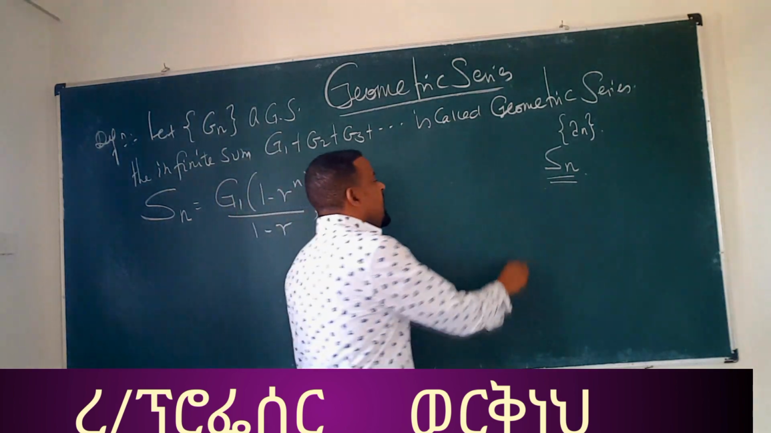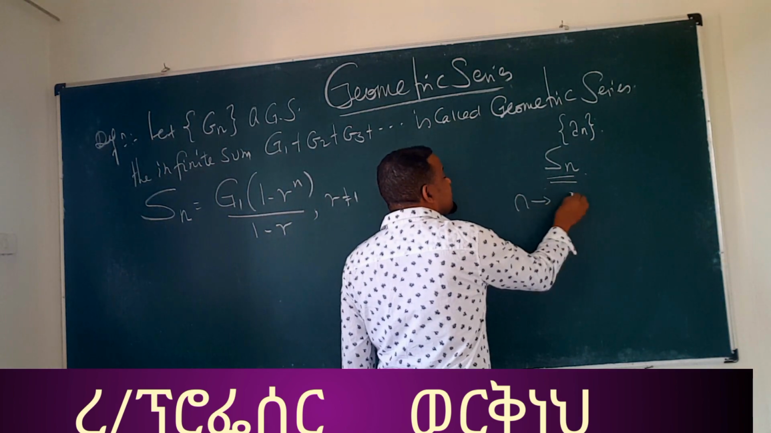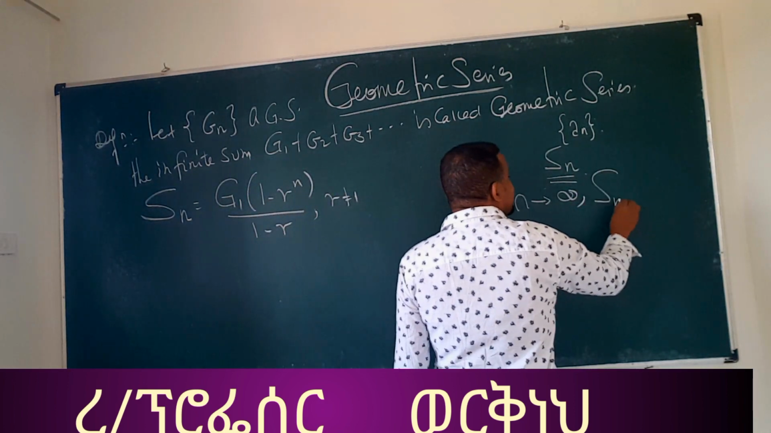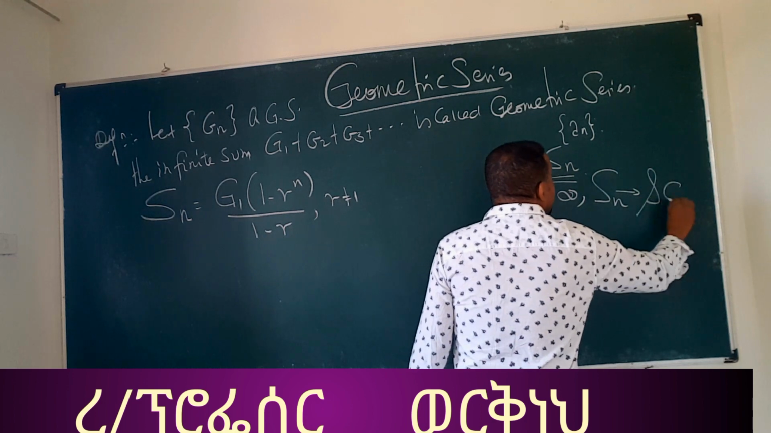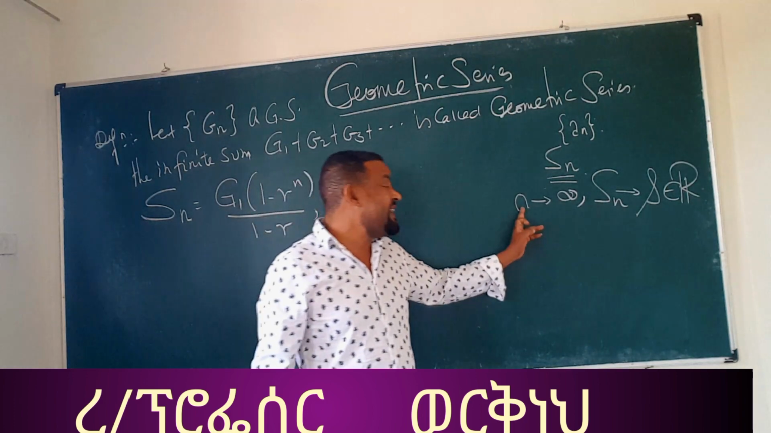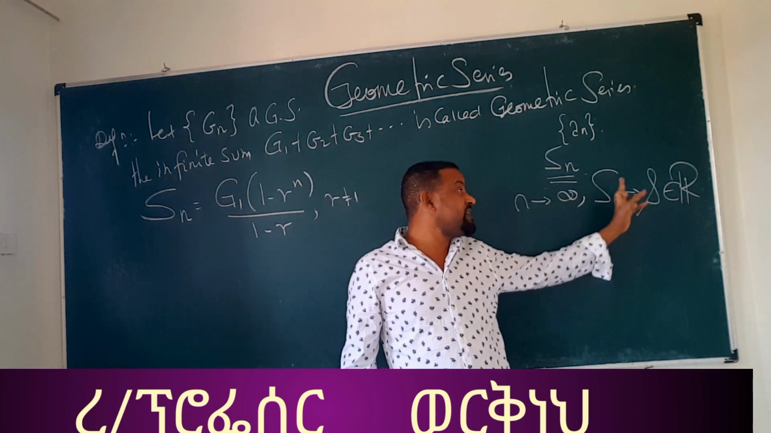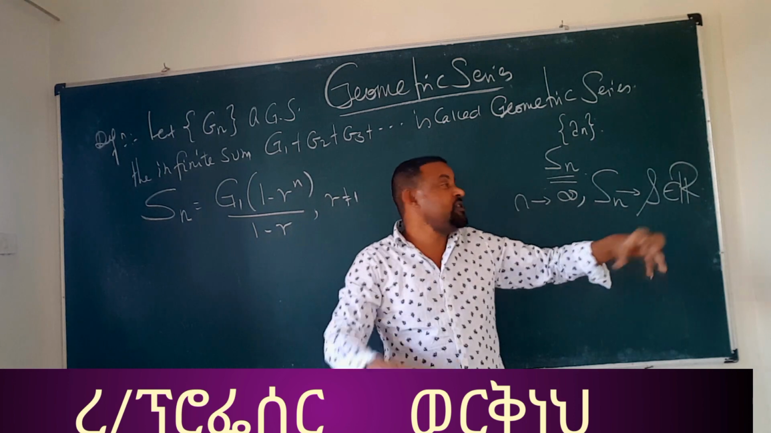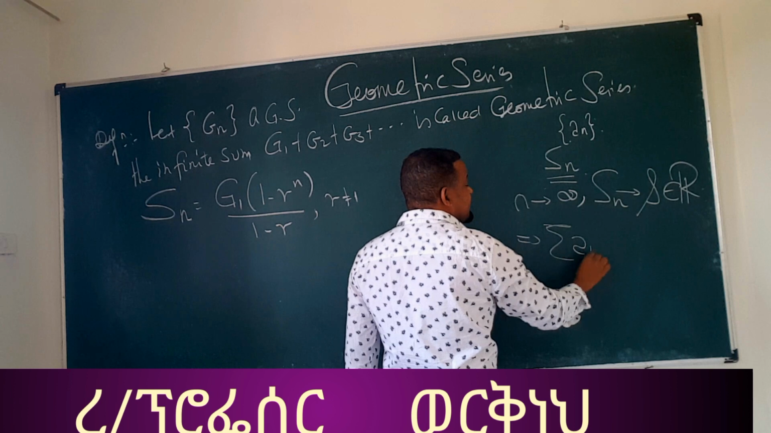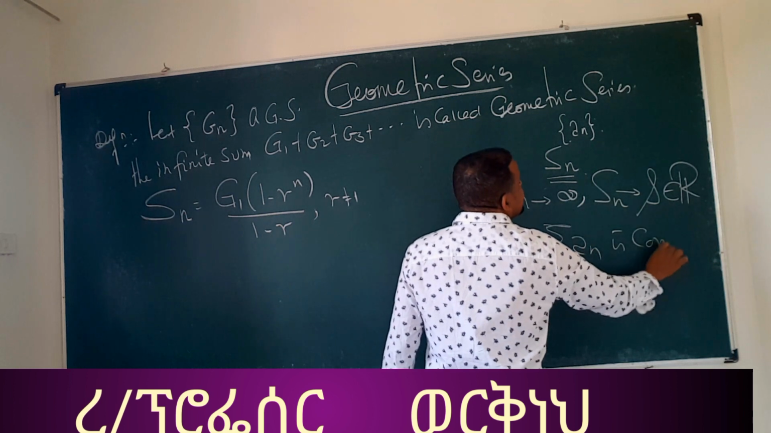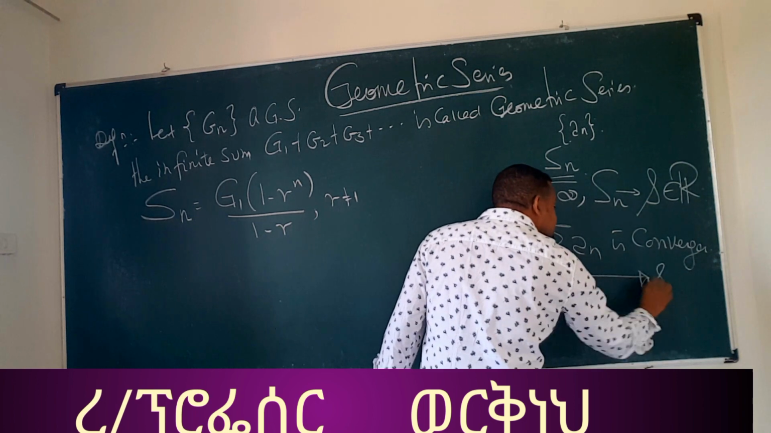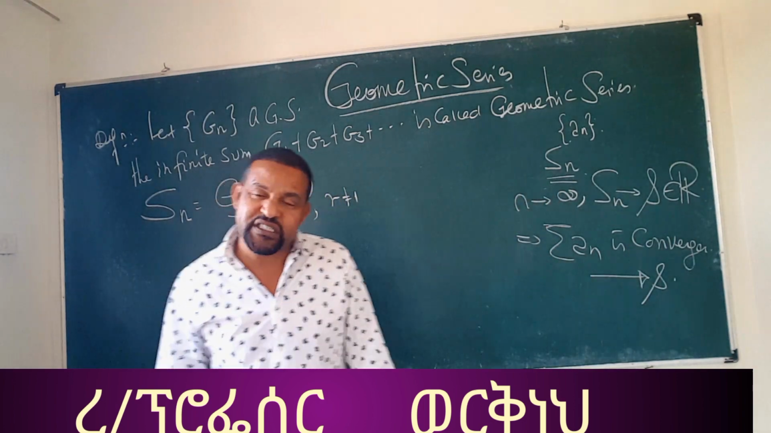Sn. When the value of n is getting larger and larger, if the value of the partial sum approaches some number, of course this number coming from the set of real numbers, then we say that the series an is convergent, and it converges to that small number coming from the set of real numbers.